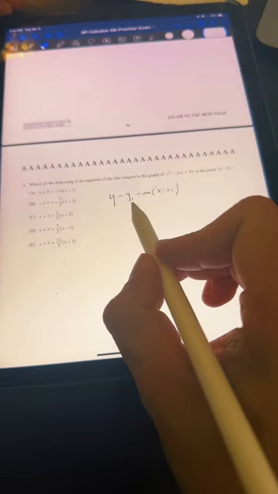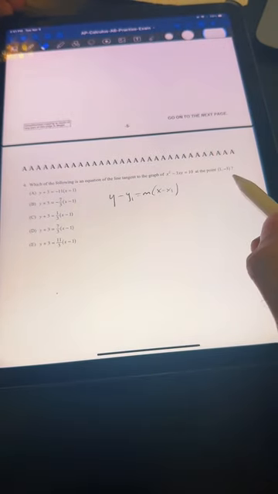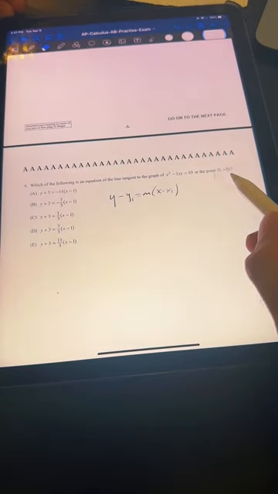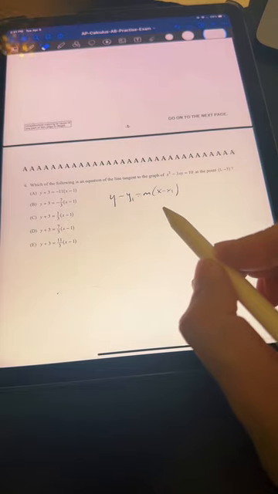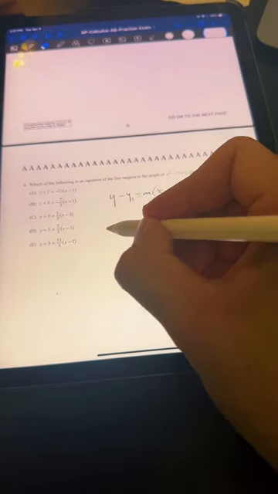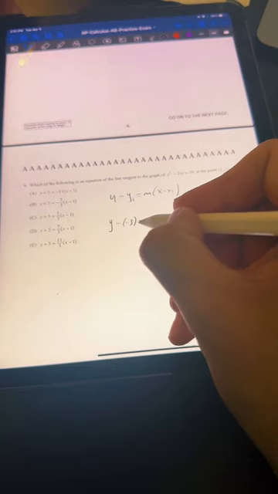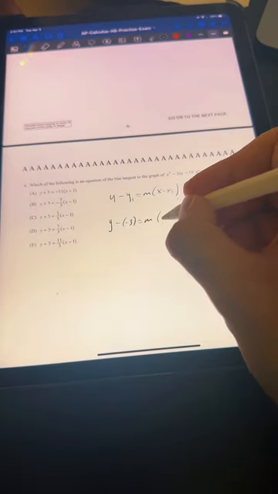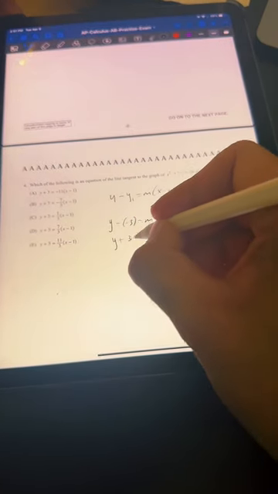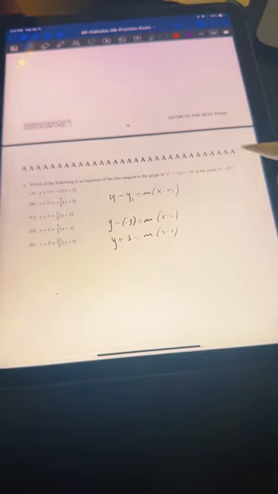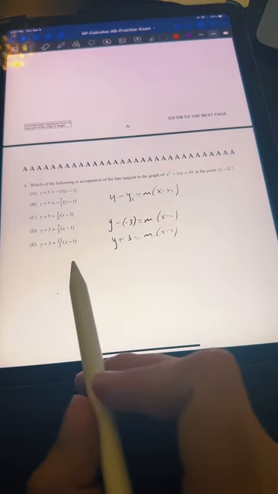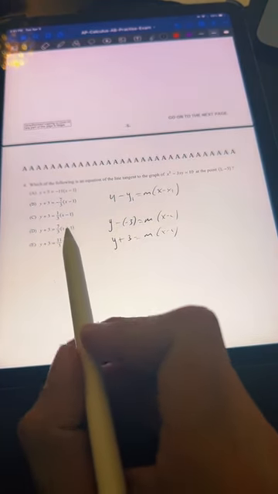So if we want to find the equation of the tangent line, we already know our y1 and our x1. That's this particular point, 1, negative 3. The hard part is that we have to find our slope. So if I were to plug this in, y minus negative 3 is equal to m times x minus 1. We have y plus 3 is equal to m times x minus 1. I'm just going to look at this and see, perhaps I can eliminate some of my answers. And shoot, it looks like I can't do that at all.